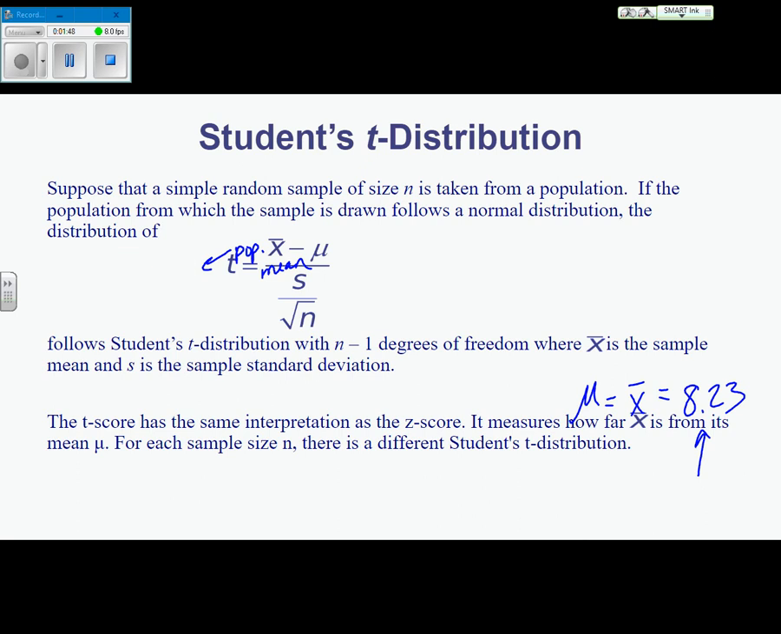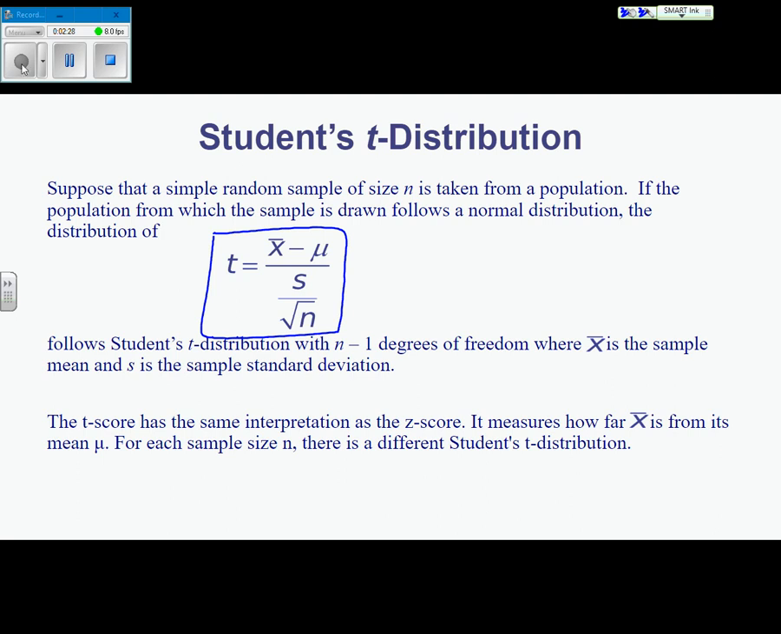Now, since we're dealing with a population mean this time, I'm going to have to switch from using my Z table and use something called a T table, or a T distribution. So suppose that a simple random sample of size n is taken from the population, just like we did 15 acupuncture people on the last example. If the population of this sample follows a normal distribution, and I'm going to assume that it does, then I'm going to be able to find the t-score using this formula. Okay? And it follows with n minus 1 degrees of freedom. We'll talk about that here in a little bit.